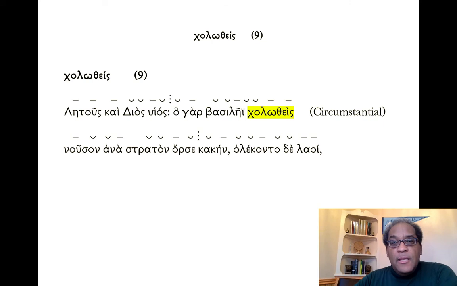And then likewise, again, in line 9, we have hos gar basilêi cholotheis, nouson ana straton orse kakên. So Apollo, he sent or let loose an evil plague upon the army. But why? Cholotheis, having been angered at the king. And so here again, circumstantial, it describes the manner or the circumstance, really almost causal here, because he was angry at the king. So it's a good example of the participle having this causal sense.